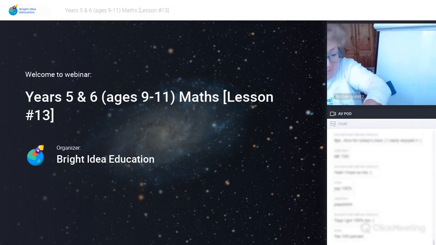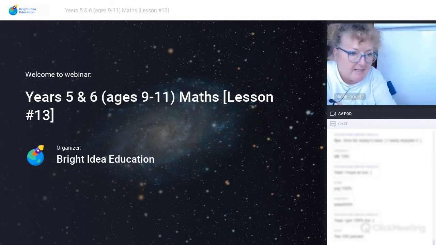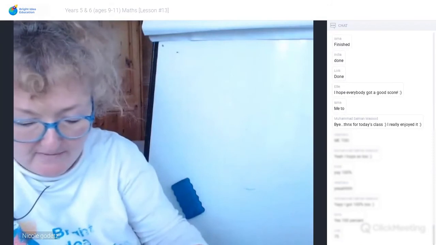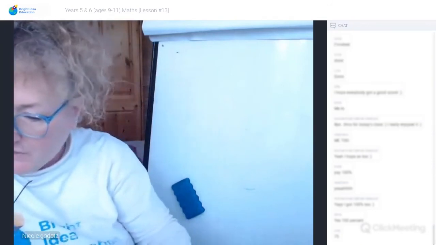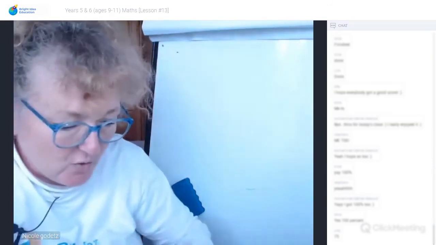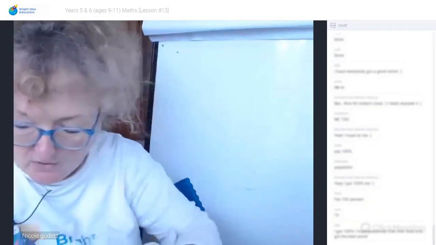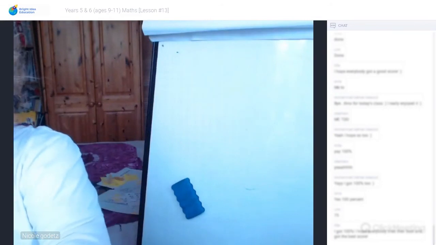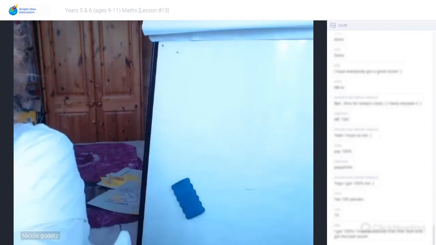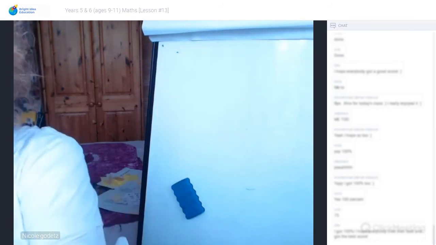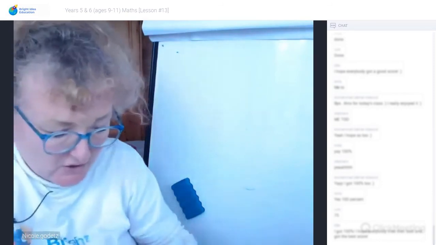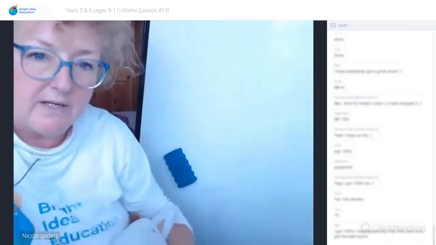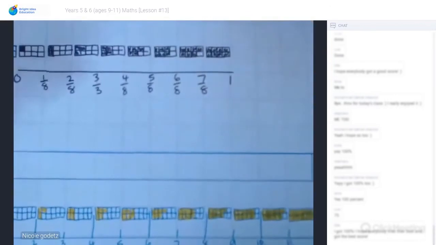Now that we've got our connection back, and we don't seem to be lagging anymore, let's just drop down again. First of all, let's look at some straightforward addition where you have got the same denominators. We've done some of these already. Let's look at eighths.